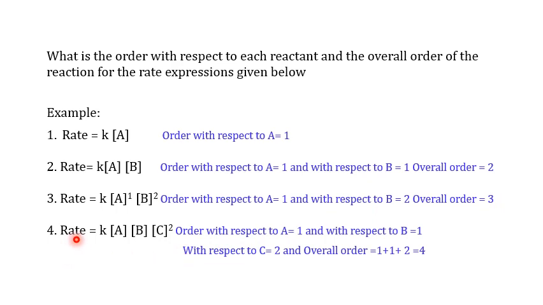And fourth one, rate equal K, concentration A, concentration B, concentration C to the power 2. So order with respect to A will be 1, with respect to B it's going to be 1, and with respect to C it's going to be 2. So overall order for the reaction will be 2 plus 1 plus 1, which equals 4.